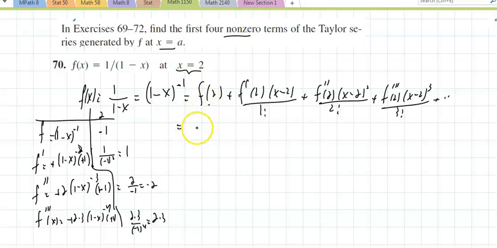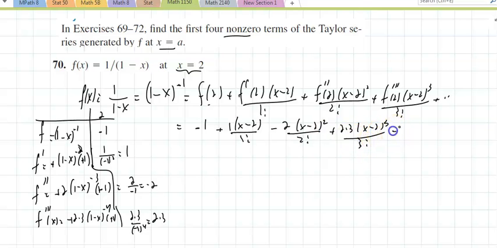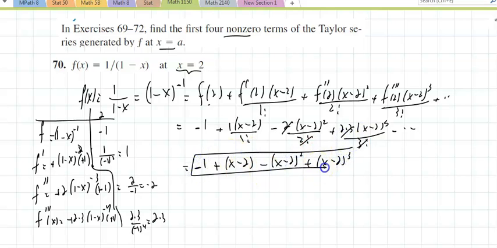So basically, this is f of 2 plus 1 times x minus 2 over 1 factorial minus 2 times x minus 2 squared over 2 factorial plus 2 times 3 x minus 2 cubed over 3 factorial minus, the list goes on. That's negative 1 plus x minus 2 minus, those cancel out, x minus 2 squared plus those cancel out, x minus 2 cubed. And there it is. There are other ways I could do this, but we're just following directions.